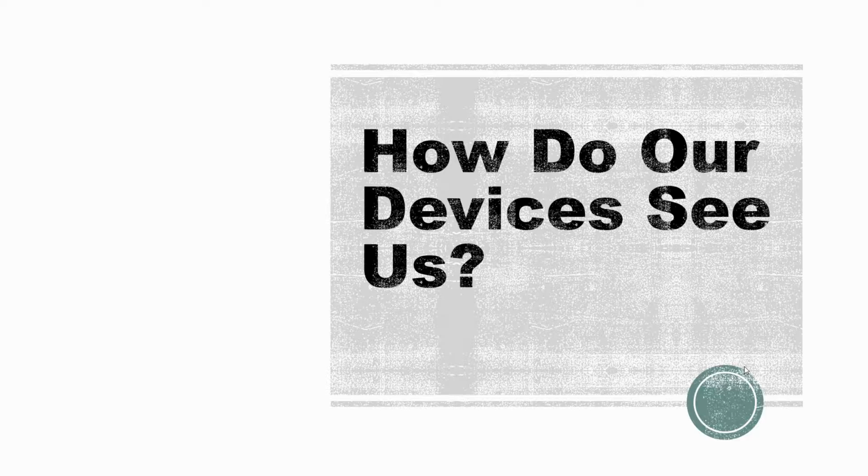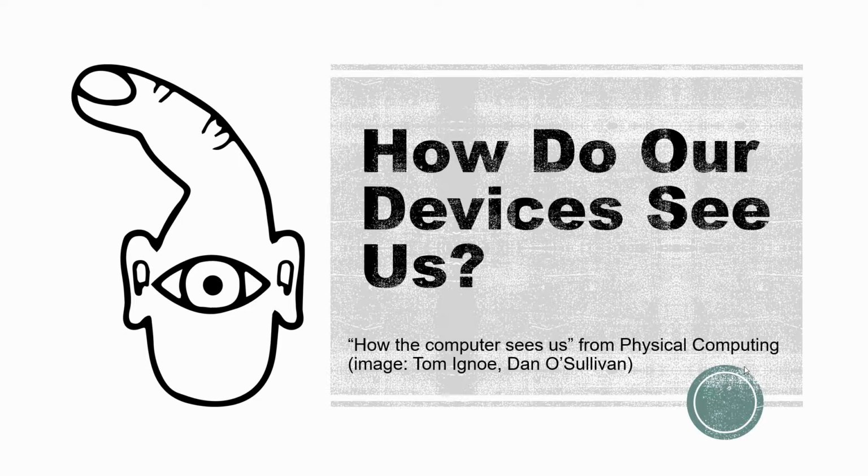So if you can just think for a little bit, what do our devices know about us? If you think about your computer, how do we communicate with our computers? So this is a graphic that is created by Tom Igoe and Dan O'Sullivan. And this is how the computer sees us, from physical computing.